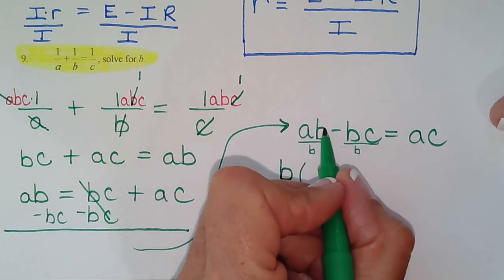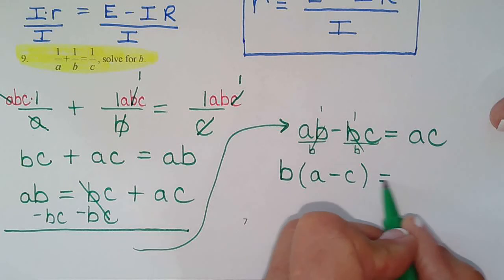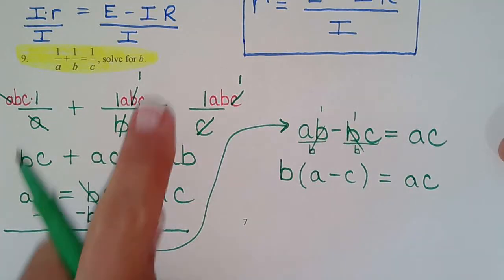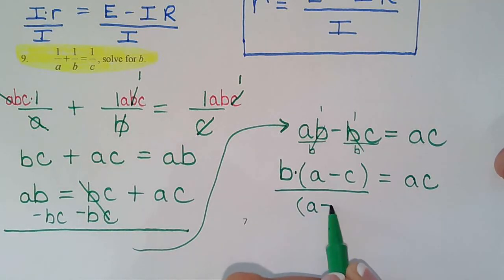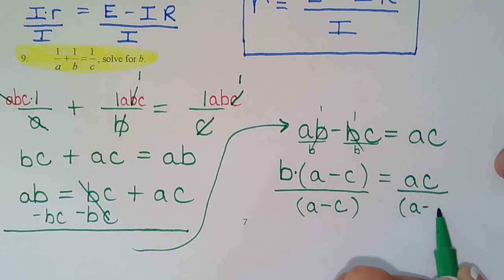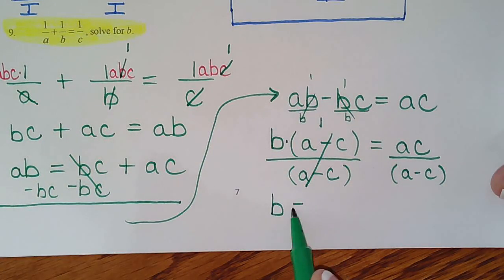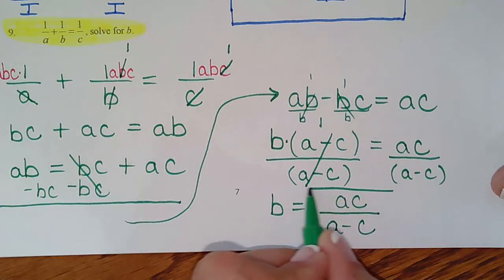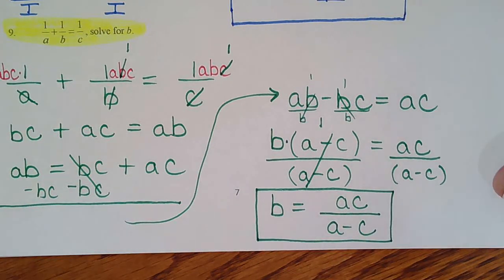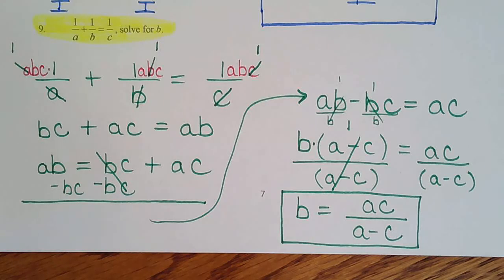Always going back to chapter 4, aren't we? So the B's cancel and I get A minus C. Ooh, we're getting close, one step away. So remember, try to get B alone, so we do the opposite. So the opposite of times A minus C would be divide by A minus C. And so there is my answer. B equals AC over A minus C. Done. Nice. So that's the one, like I said, closest to the test.